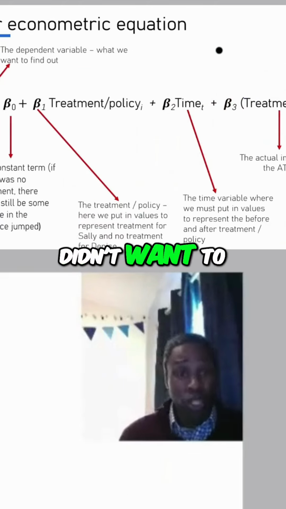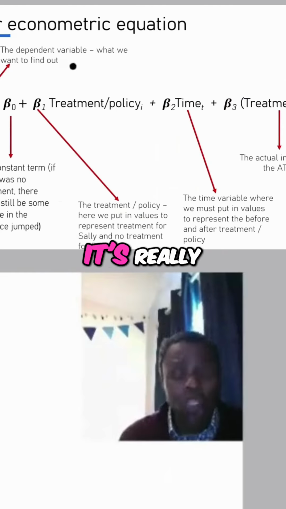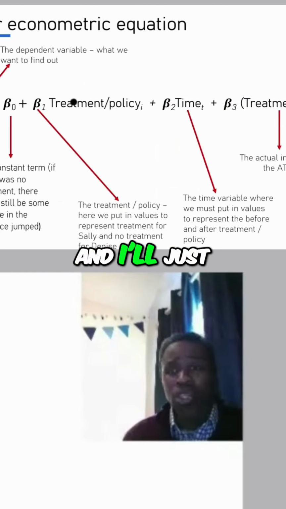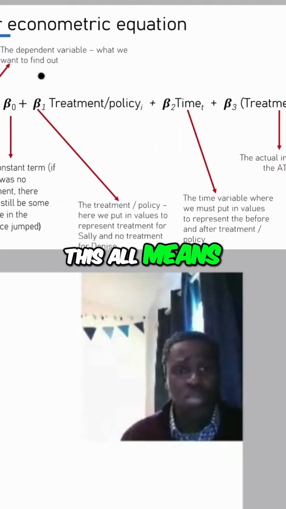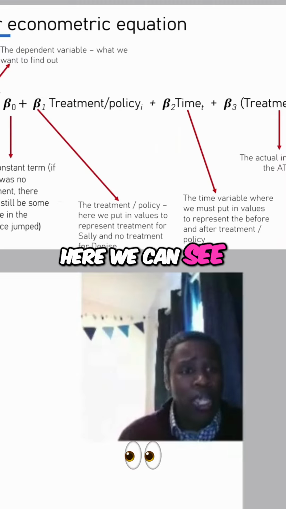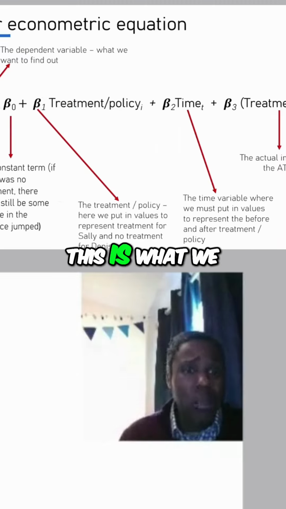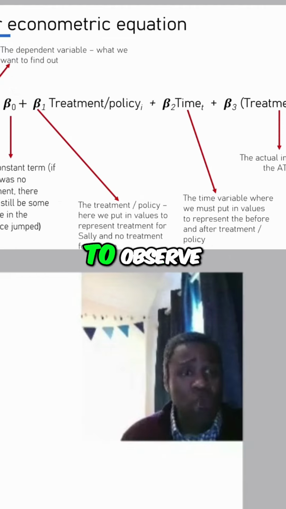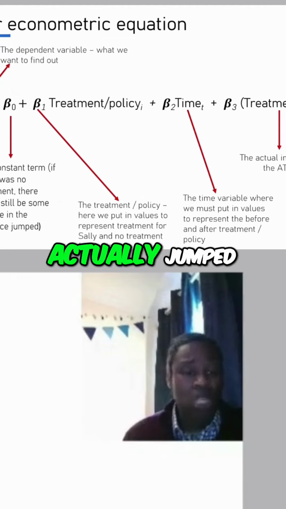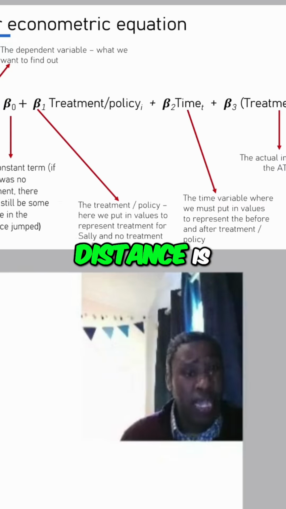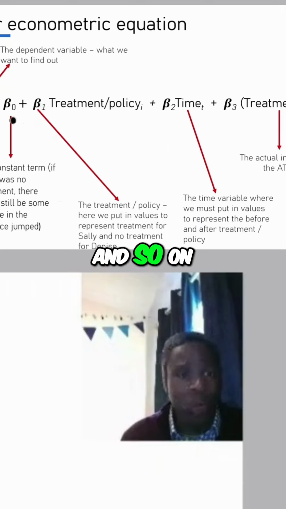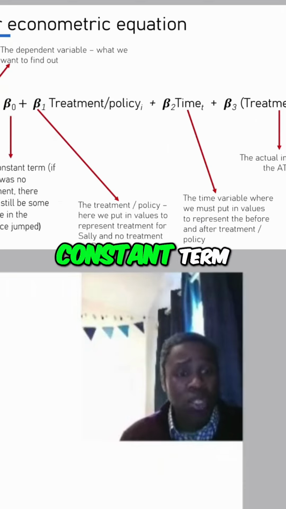Now, I did say I didn't want to geek you out too much, but here we go. It's really important to understand this. This is a very simple econometric equation, and I'll just very quickly go through what this all means. Here we can see Y_it. This is what we call the dependent variable, and this here is what we're trying to observe. So we're trying to observe what Sally has actually jumped, what's her distance. And this distance is dependent on these beta values, from beta 0, beta 1, beta 2, beta 3, and so on. Beta 0 is the constant term.